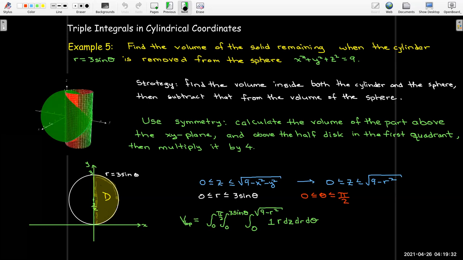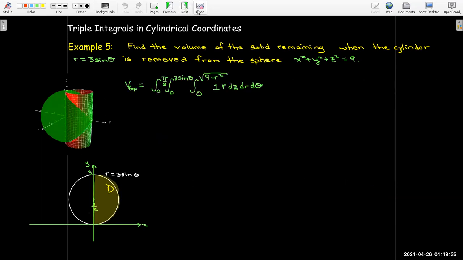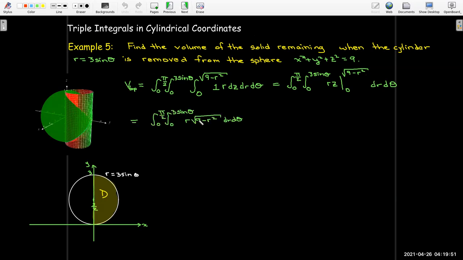So let's see if we can evaluate this integral. So here's my integral again. Anti-differentiate with respect to z, and then I'm going to evaluate that between z equals 0 and z equals radical 9 minus r squared. So now, in order to evaluate my next integral, the dr integral, I'll need to make a u substitution. I'm going to be pretty careful about this because my bounds are functions of theta. At least my upper bound is a function of theta.